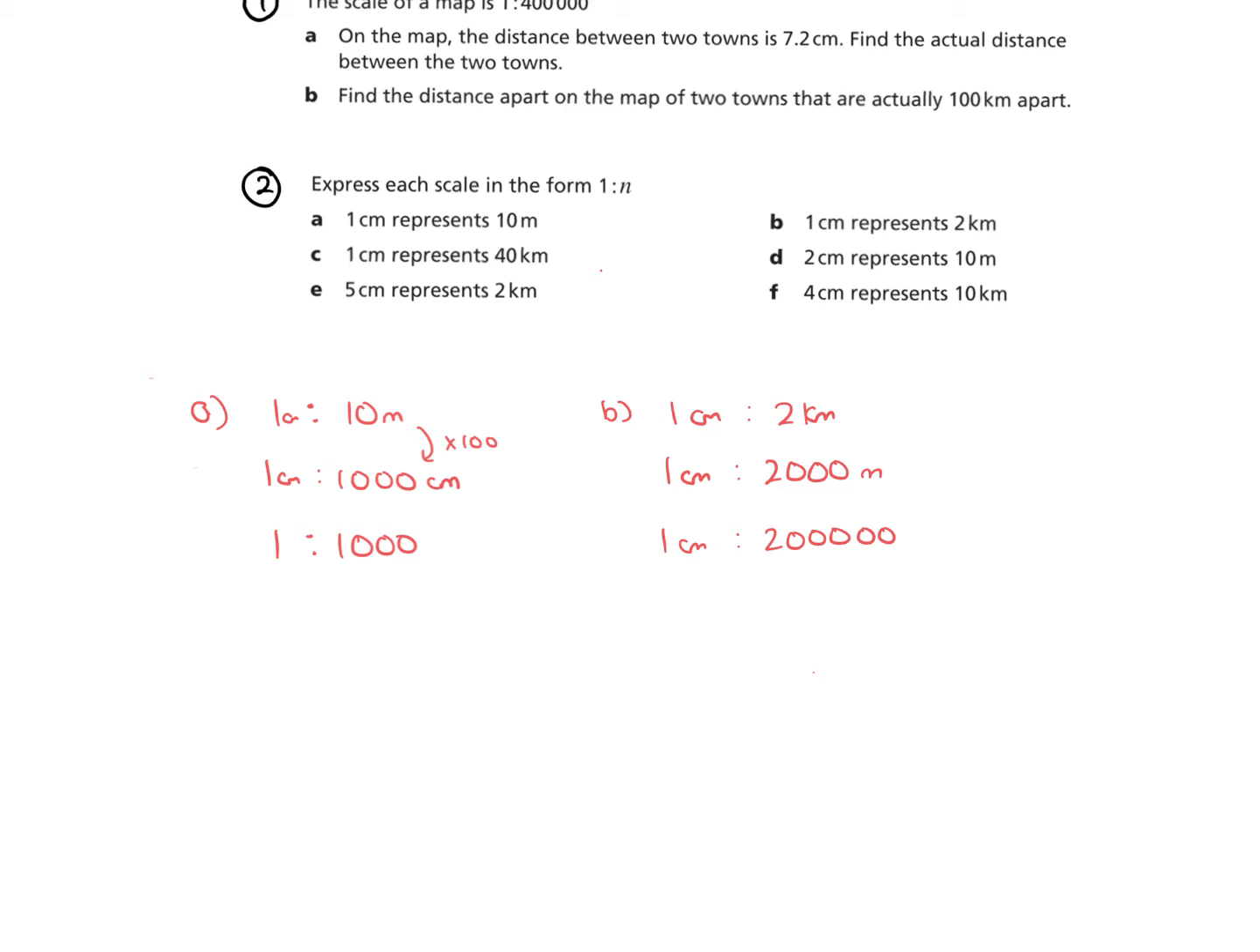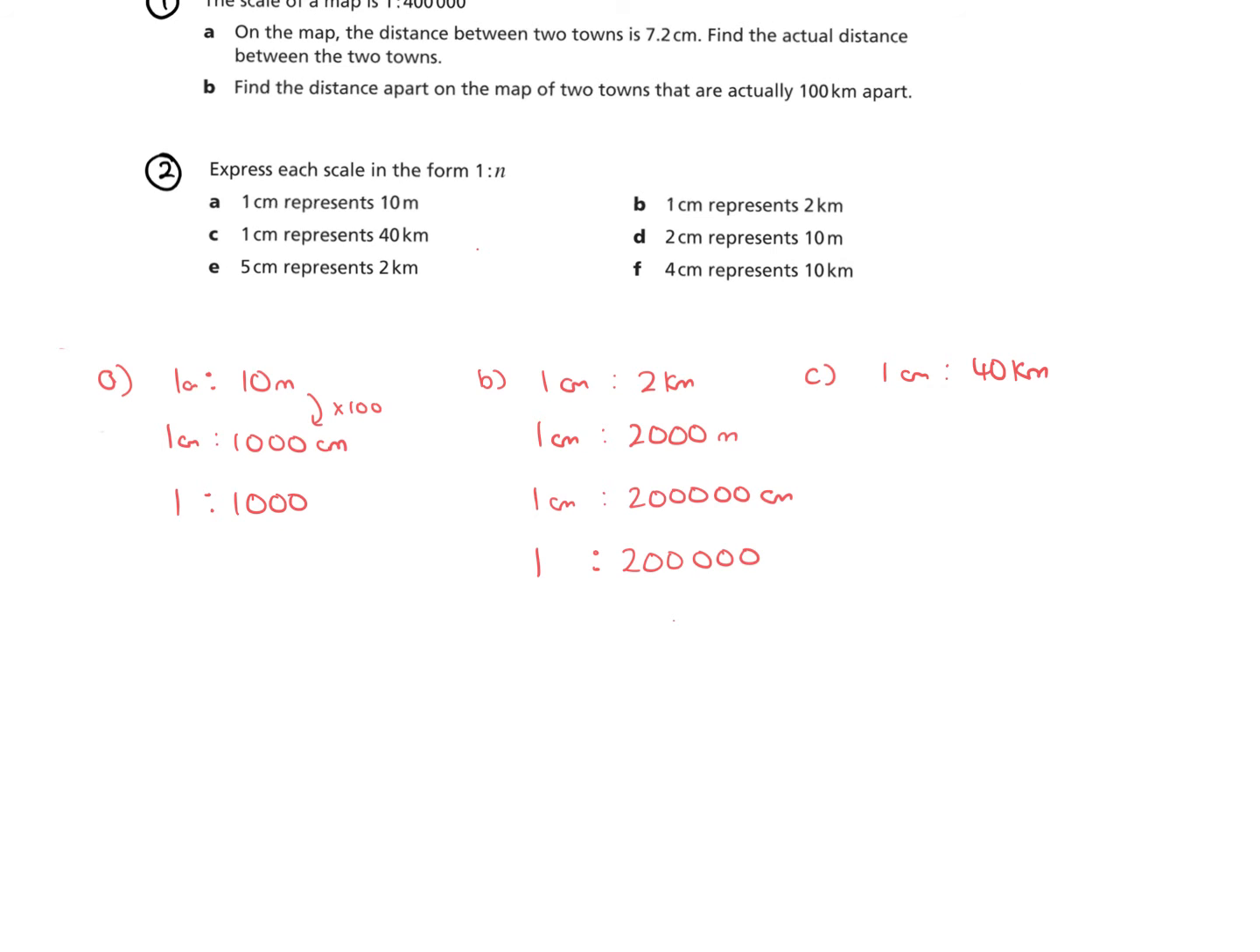Okay, question 2 is just asking us to put these ratios in the form 1 to n. So part A is 1 centimetre to 10 metres. So that's the same as 1 centimetre. To change metre to centimetres, we need to times by 100. So that's going to be 1,000 centimetres. So the first one is just 1 to 1,000. For part B, it says 1 centimetre to 2 kilometres. Well, that's the same as 1 centimetre to 2,000 metres. And if we change that into centimetres, times by 100, so it's 1 to 200,000 for the second one.